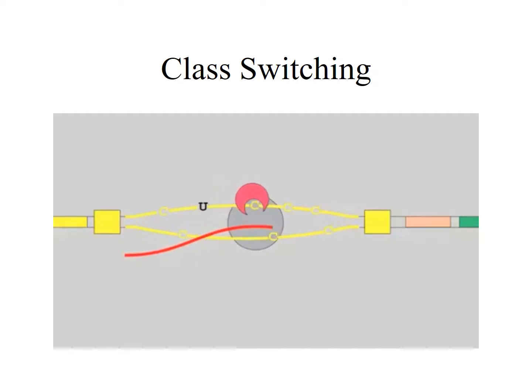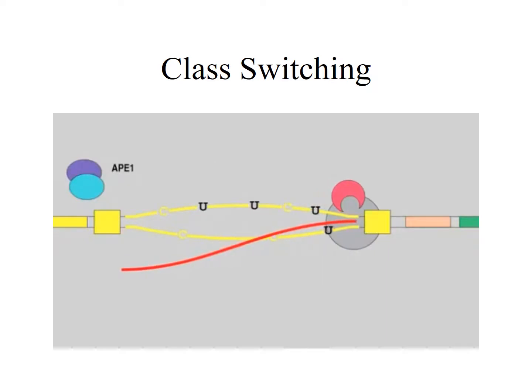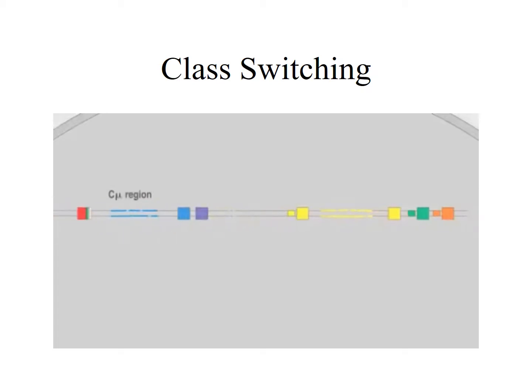switch region. Through the action of two other enzymes, uracil DNA glycosylase, or UNG, and apyrimidinic endonuclease, or APE1, these uracils are eventually converted into single-stranded nicks in the DNA on both of its strands. These processes also occur at the C-mu region, or any other switch regions actively transcribed in the B cell. These activities create multiple breaks in the DNA of the mu switch region, as well as the DNA of the switch region selectively activated by cytokines.